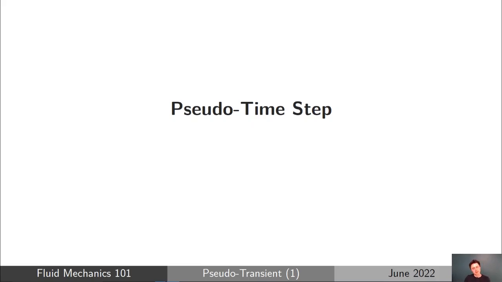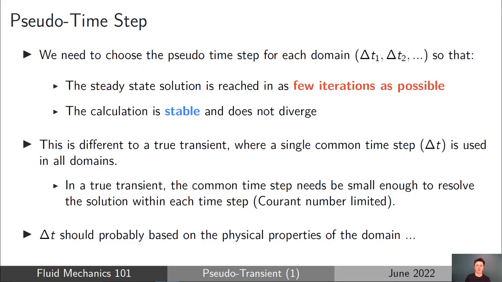So we need some method of choosing the pseudo time step size, and that's the most important aspect of our pseudo transient approach. This replaces choosing the value of alpha for the relaxation approach. We're not choosing alpha anymore. We need to choose delta t in each of the domains. And just to recap a few of those points, what we want to do is we want delta t1, delta t2, delta t3 for all of our domains.